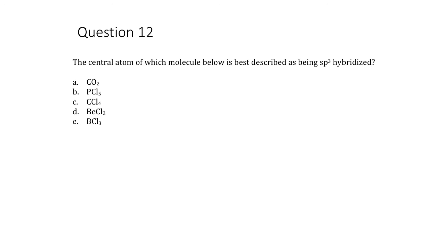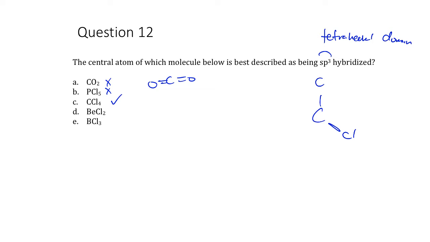For this question here, we're considering the hybridization of each molecule. And so we're looking for sp3 hybridization. This means we're looking for tetrahedral. We're looking for something that has a tetrahedral domain. CO2 is going to be linear. PCl5 is going to be trigonal bipyramidal. CCl4 is going to be tetrahedral, so we're going to have 4 chlorines.